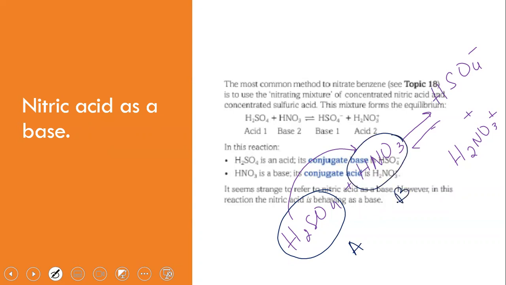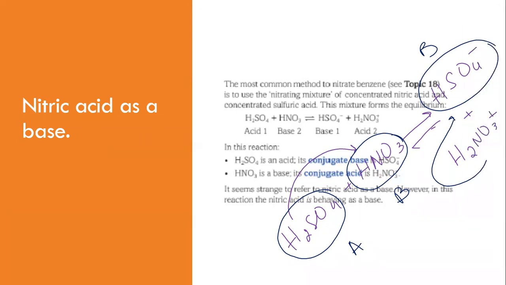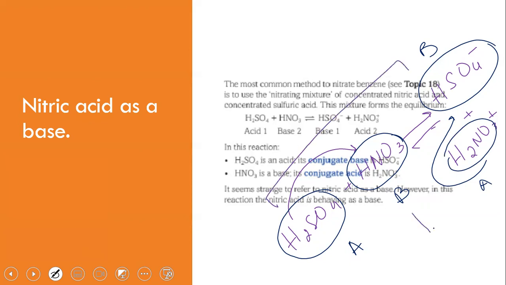On the other hand, in the backward reaction, sulfuric acid is acting as the base because in the backward reaction, our H2NO3 plus is donating hydrogen ions to hydrogen sulfate, so it can turn back into sulfuric acid. So hydrogen sulfate is acting as the base while this is acting as the acid. So this is going to be one conjugate base and this is going to be the other conjugate base. So this is one specific scenario in which nitric acid is going to be acting as a base.